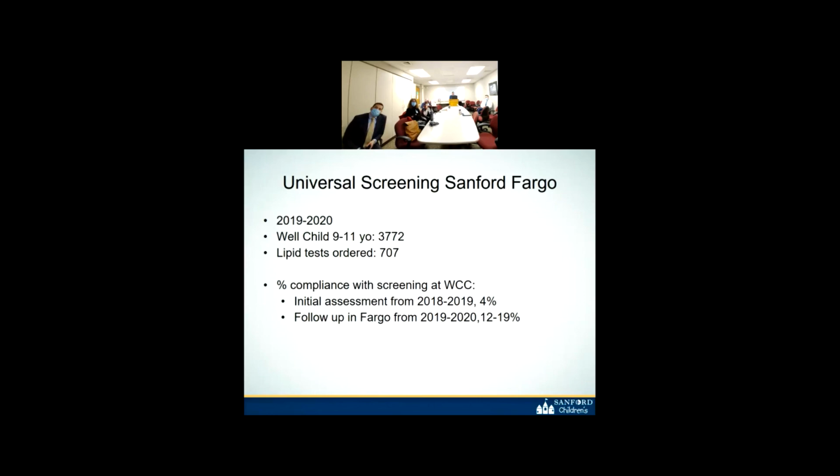And so just that number, with some of the interventions that we've done over the past year, we've actually increased our overall compliance at screening up from approximately 4% to closer to 12 to 19%. Now, this is raw data. There may be some duplicate lipid tests in there from the start of the lipid clinic, but just something encouraging to see that as we continue to educate and advocate for more screening within our own providers, we've seen an increase in those numbers and compliance in terms of screening.